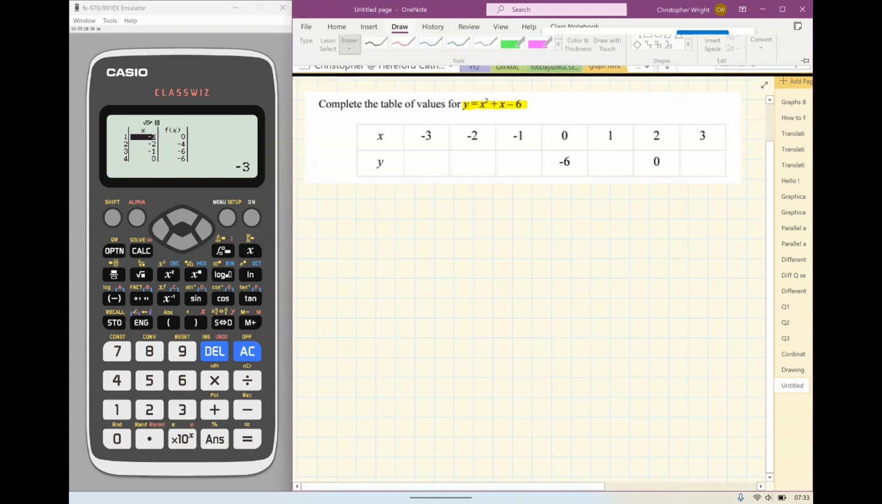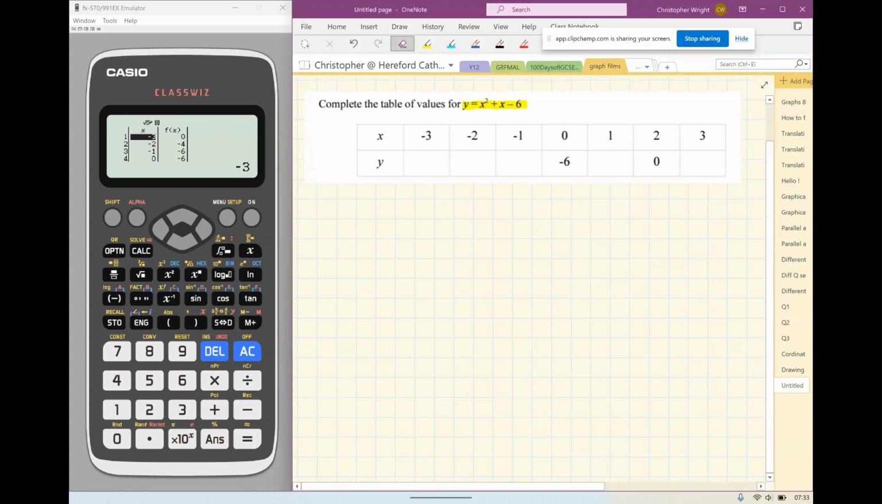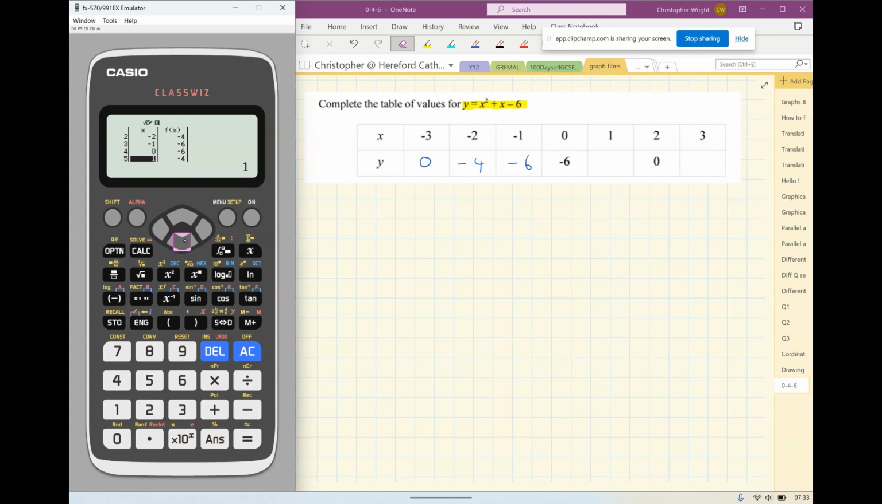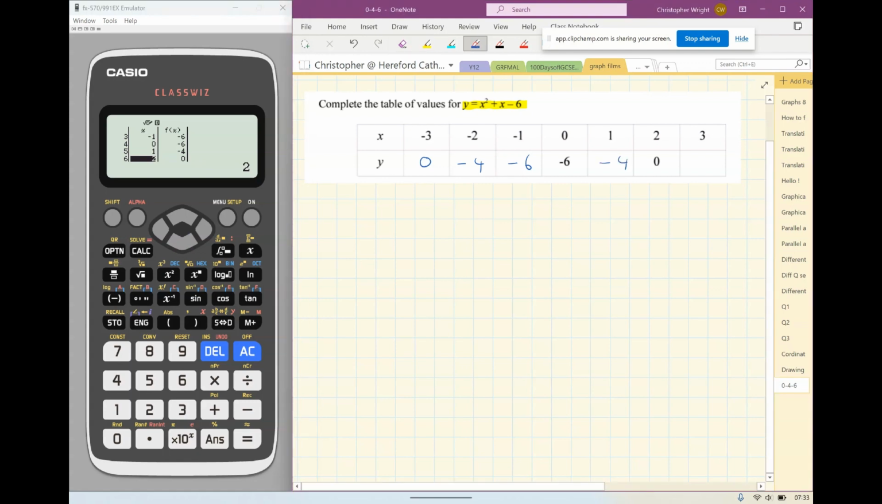So when x is minus 3, I know that f of x is 0. So in it goes. When x is minus 2, f of x is minus 4. When x is minus 1, f of x is minus 6. Now this is important. Look at row 4. When x is 0, y is minus 6. And that just confirms that I'm doing the right thing because it's already given me a minus 6. Right, let's move down. When x is 1, y is minus 4. And when x is 2, y is 0, good. And when x is 3, y is 6. And there are my y values.